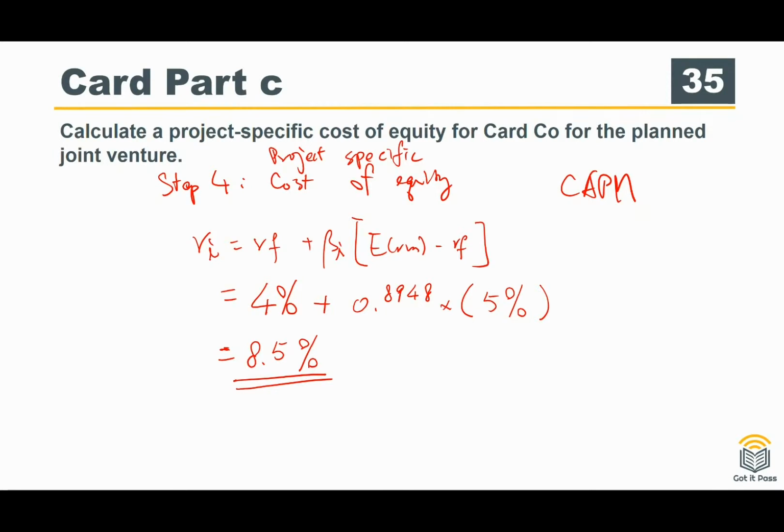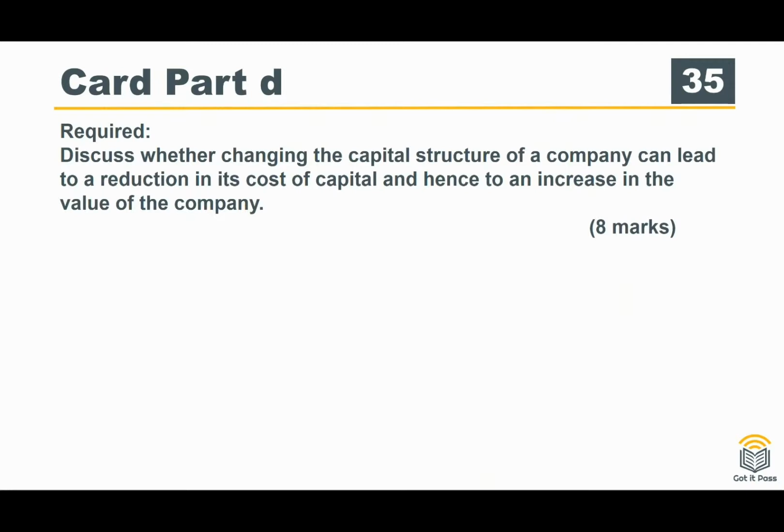And for part D, discuss whether changing the capital structure of a company can lead to a reduction in its cost of capital and hence to an increase in the value of the company. So it's an 8 marks question, which is quite significant in your exam, because 8 marks means you need to spend about 15 minutes to complete this question by explaining different capital structure theories. And here, you have to mention three different theories.